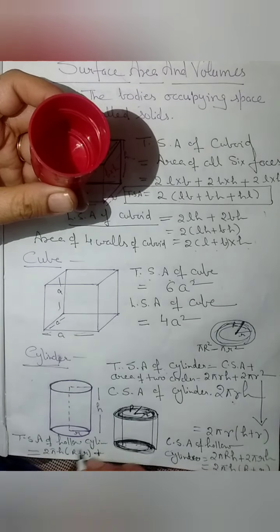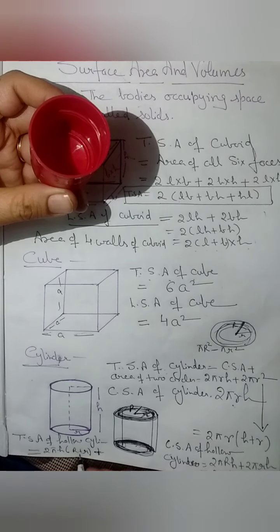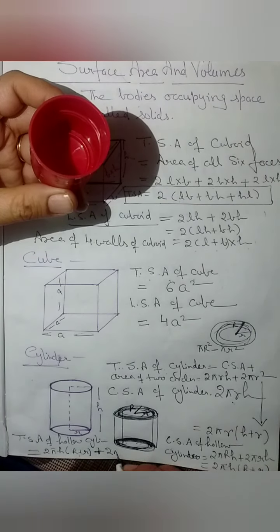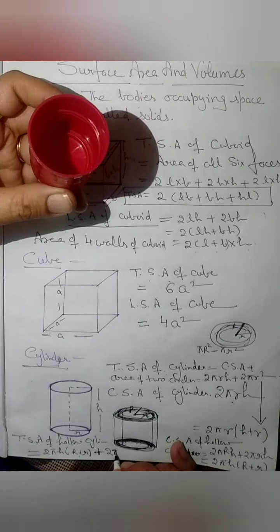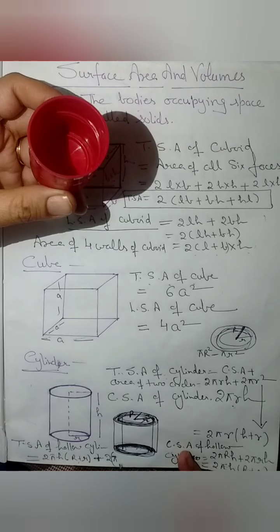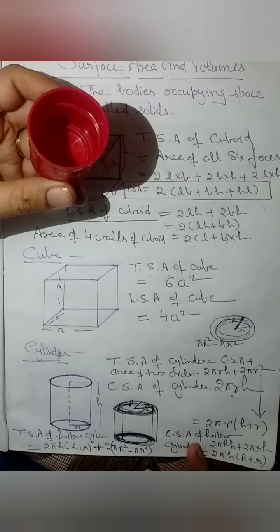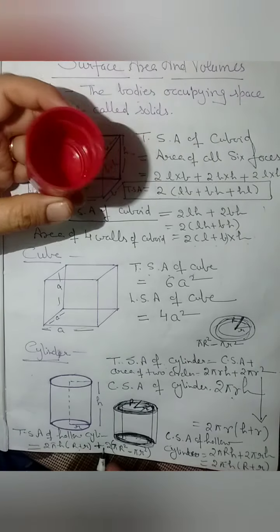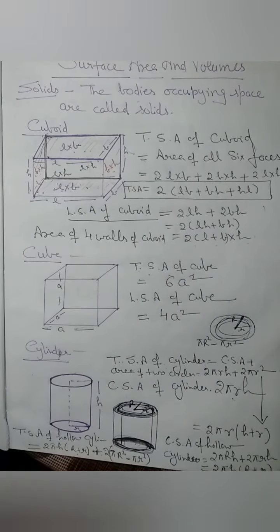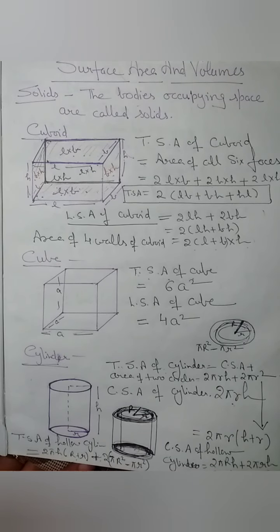So TSA of hollow cylinder will be equal to CSA of hollow cylinder plus area of two rings, that is 2 pi (capital R square minus pi small r square). You can take out pi also as a common. So this way we can find TSA of hollow cylinder.